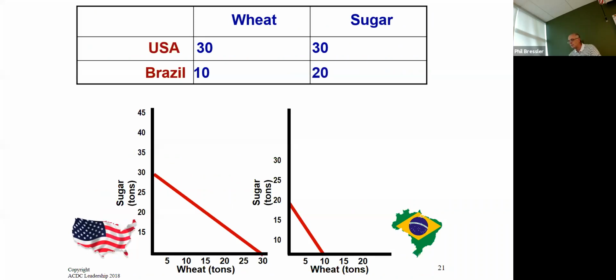Dave, we're going to assume this is an output problem. Who has the absolute advantage in wheat? The U.S. And in sugar? The U.S. Because it's an output problem, we're looking for the biggest number. Ethan, who has the comparative advantage? The U.S. has the comparative advantage in wheat, and Brazil has the comparative advantage in sugar.